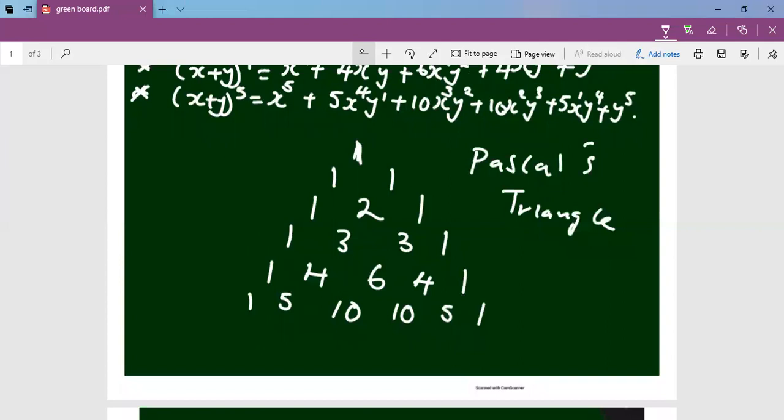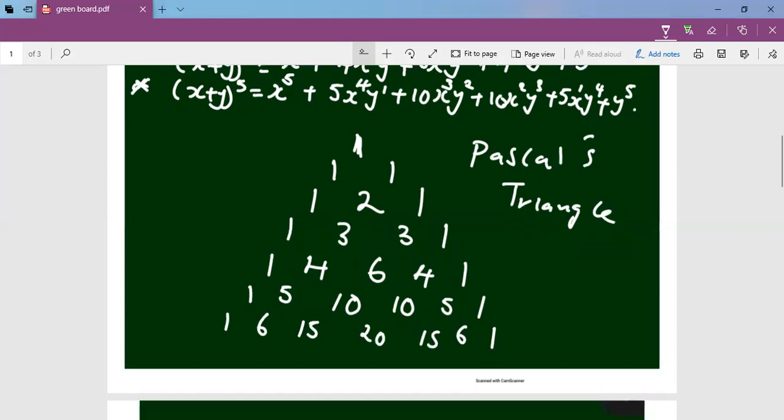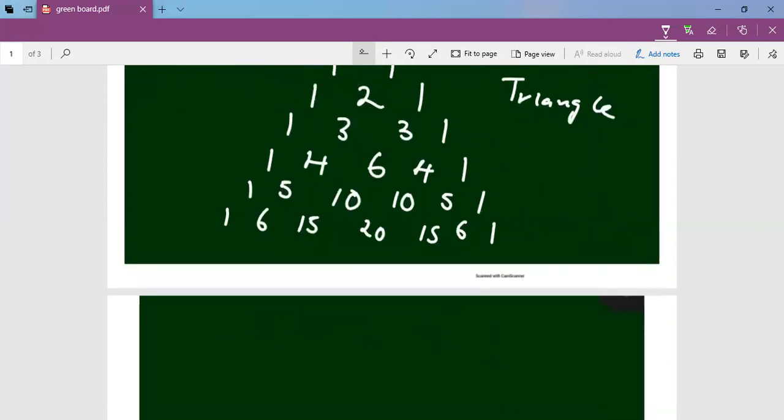So we have 1. This will be 6. This will give us 15. This will be 20. This is 15. This is 6 and 1. All right, we can still proceed. So we will maintain our 1.